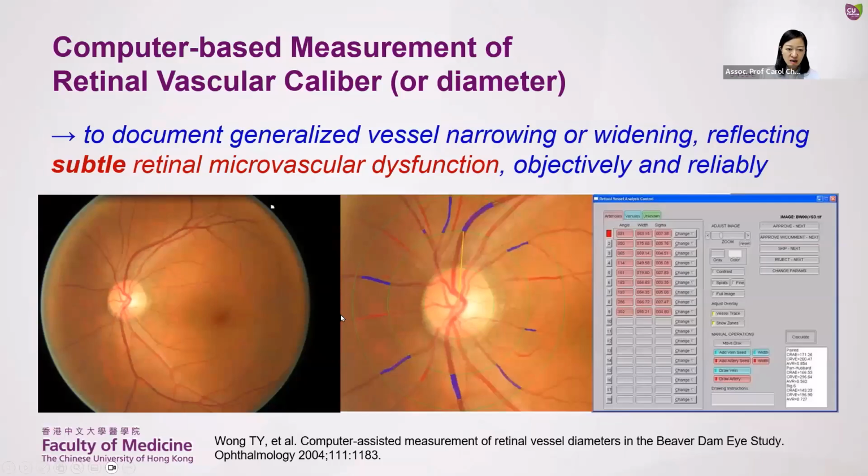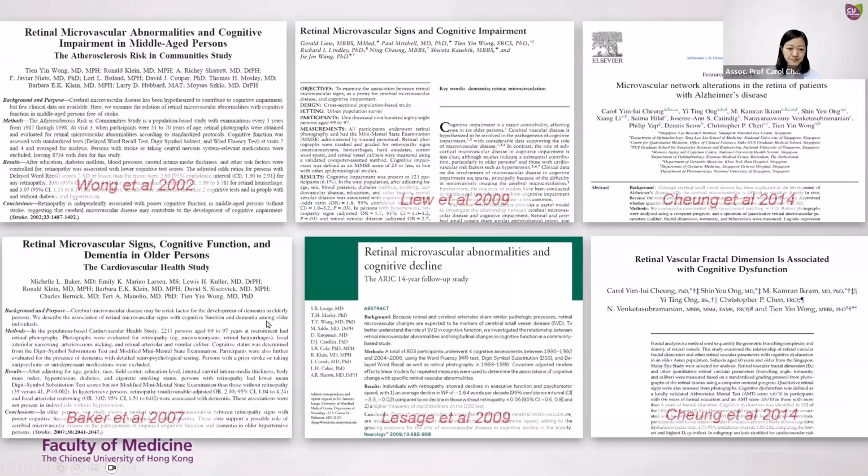Over the last 2 to 3 decades, image processing techniques have provided the opportunity to quantify retinal vascular changes from retinal photographs. Measurement of retinal vascular caliber or diameter using computer software has been proposed for documentation of generalized retinal vessel narrowing or widening, in particular in large population-based studies. Different studies demonstrate that retinal vascular changes, including classic retinal signs and quantitative retinal vascular caliber, are associated with cognitive dysfunction and dementia.